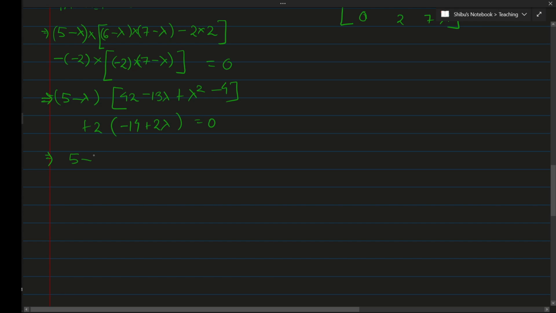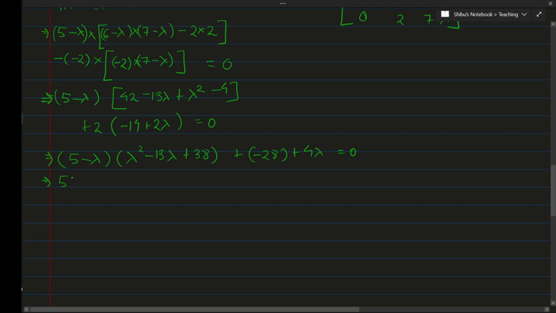Now let's simplify this again. So this will be 5 minus lambda, and it will be lambda square minus 13 lambda, and 42 minus 4 is 38, plus 38, I think. Yeah, and now just multiply this, minus 28 plus 4 lambda, right, equals to 0. Now multiply this big thing.